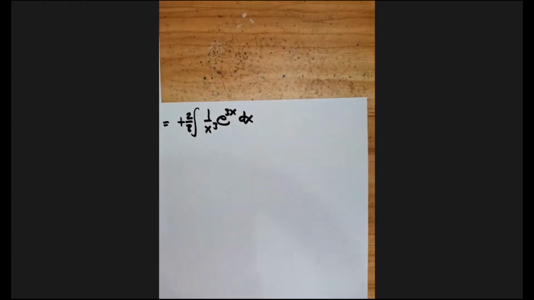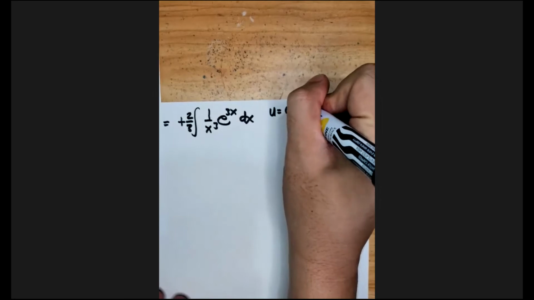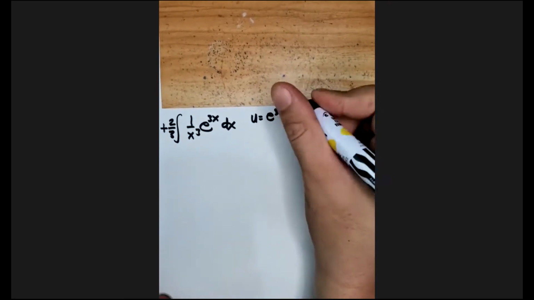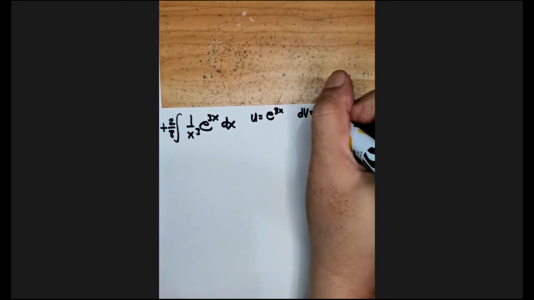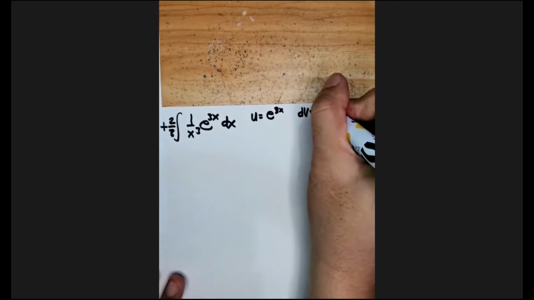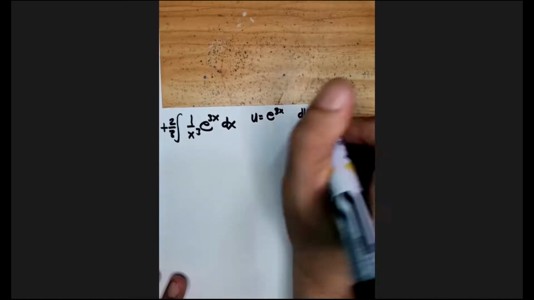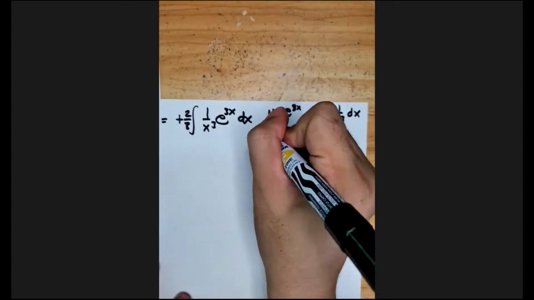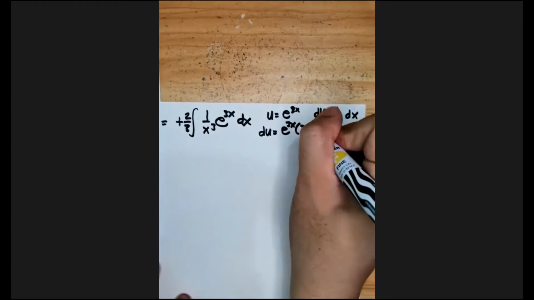Okay, by parts ko ulit. Tingnan ko anong mangyayari. Magiging u ko this time is e raised to 3x. At ang dv ay 1 over x cubed dx. Kasi kung ulitin kong u ang algebraic, haba siya ng haba. So, hindi ako matatapos. So, try ko siyang pagbaliktarin. Okay? So, ang du is equal to e raised to 3x times 3 dx.